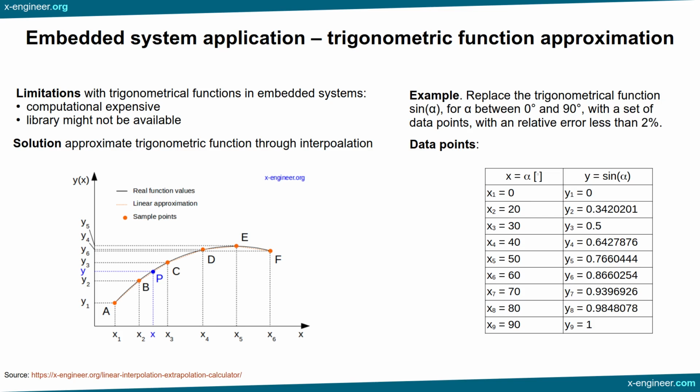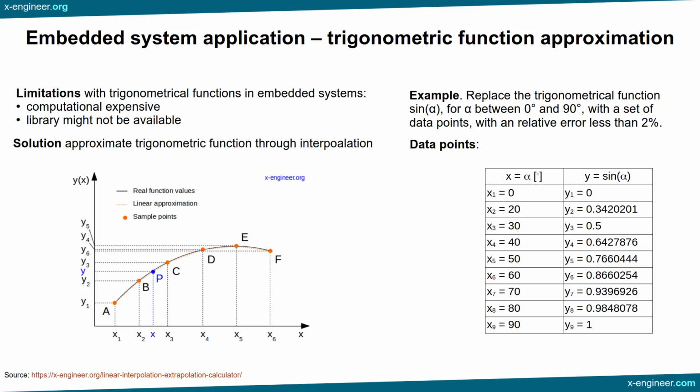On the left, we see a graphical representation. The black curve represents the real sine function. The dotted line represents a linear approximation between the sample points. The orange dots mark the actual stored values.